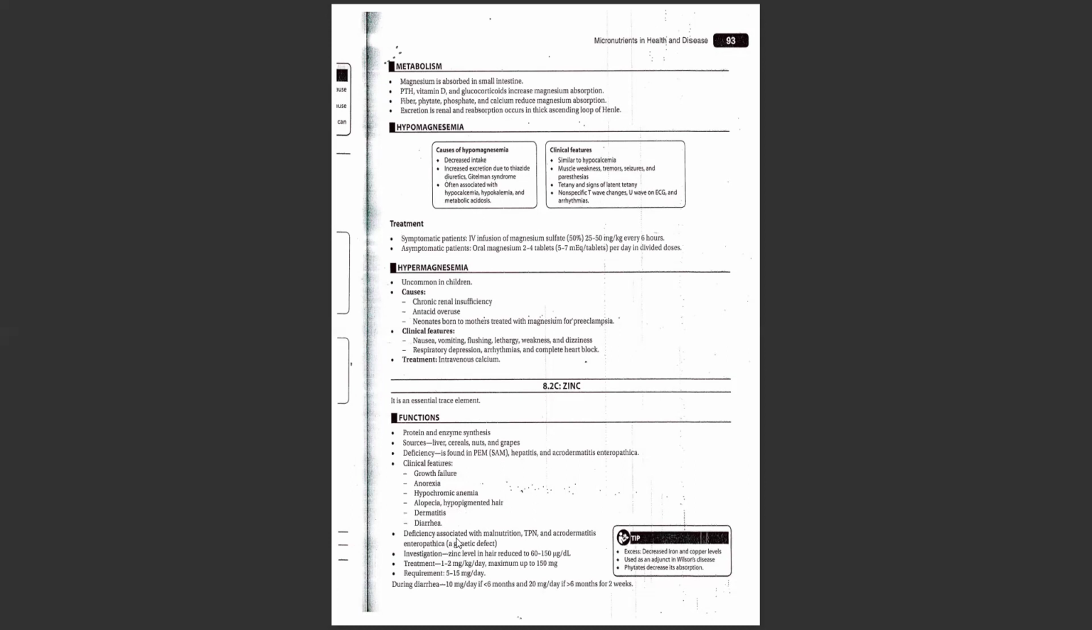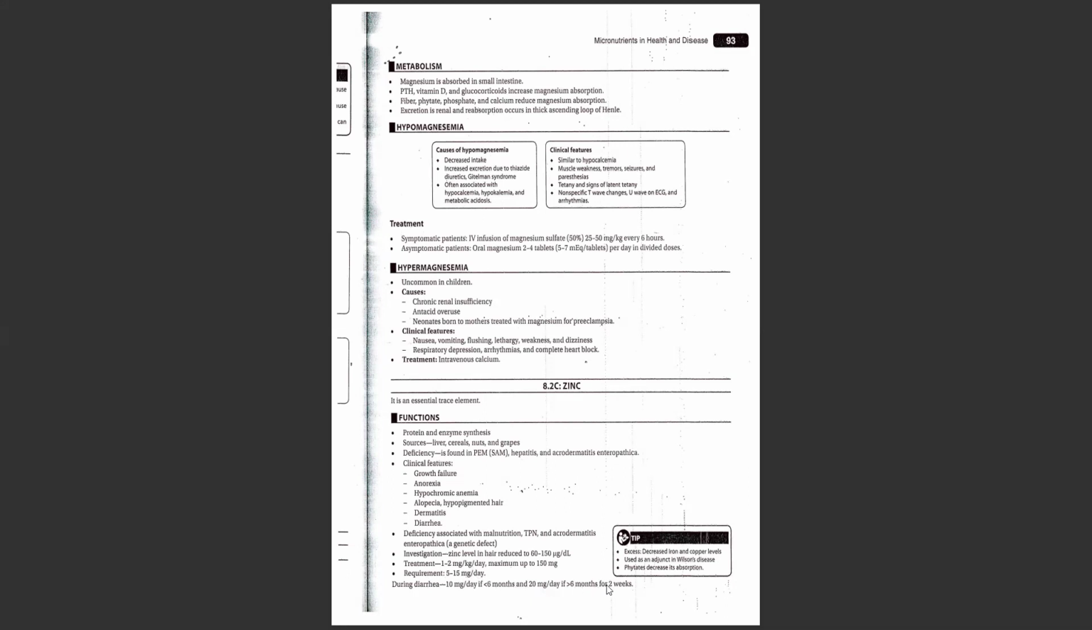And deficiency is associated with malnutrition and total parenteral nutrition. Acrodermatitis enteropathica has a genetic defect for the transporter protein ZIP4. In investigation, the zinc level is reduced from the normal 60 to 150 microgram per deciliter, and the treatment is to supplement 1 to 2 milligram per kilogram per day, maximum up to 150 milligram. Requirement is 5 to 50 milligram per day. During diarrhea, we have to supplement extra, that is 10 milligram per day if less than 6 months, and 20 milligram per day if greater than 6 months, for 2 weeks.